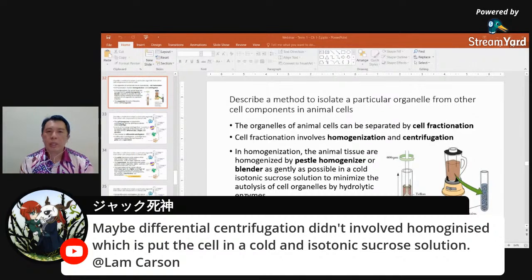For cell fractionation, you must go through the homogenization again. Sometimes they also call the centrifugation ultracentrifugation, because they spin at a very high centrifugal force, or G force.